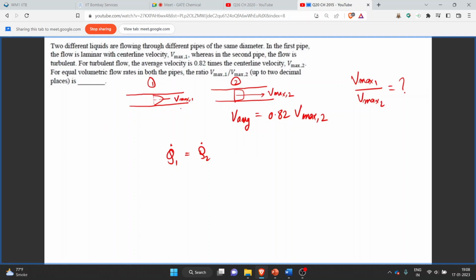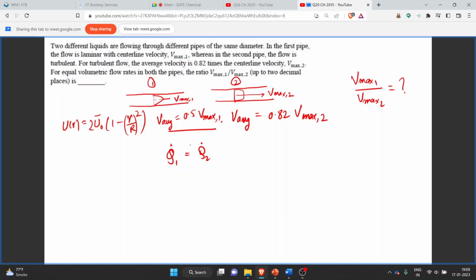Now for laminar flow, we know that the velocity profile will be parabolic and it is given by u naught times 1 minus r upon R whole square, and you can write it as 2 u bar, where u bar is the average velocity. So for laminar flow, the maximum velocity, that is Vmax1, will occur at r equal to 0. And also we can simply write that the average velocity will be half of the maximum velocity for laminar flow, that is V average will be 0.5 times Vmax1. So we have the average velocity of the fluid in both the pipes.